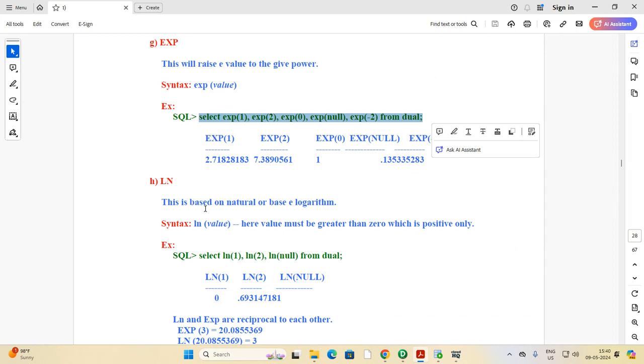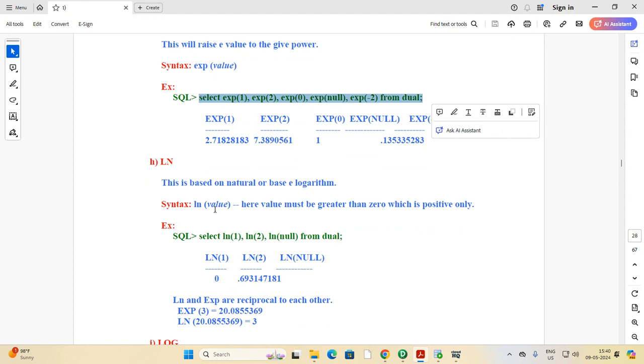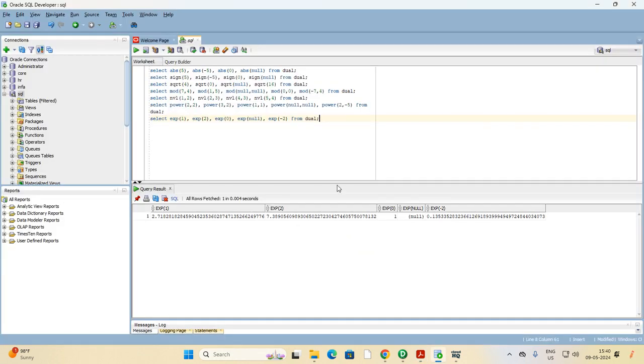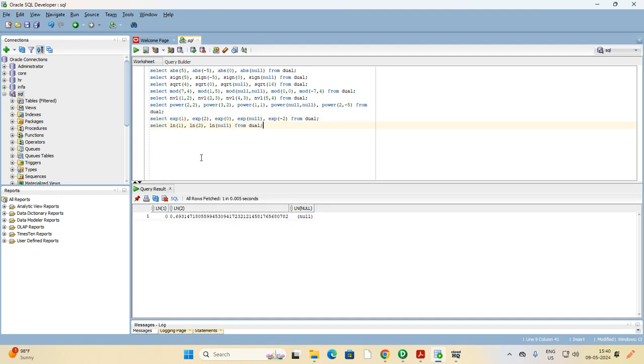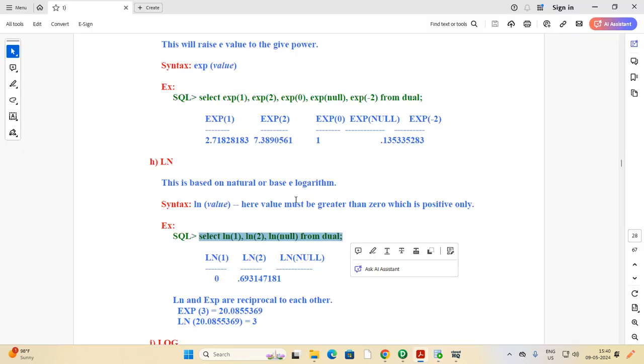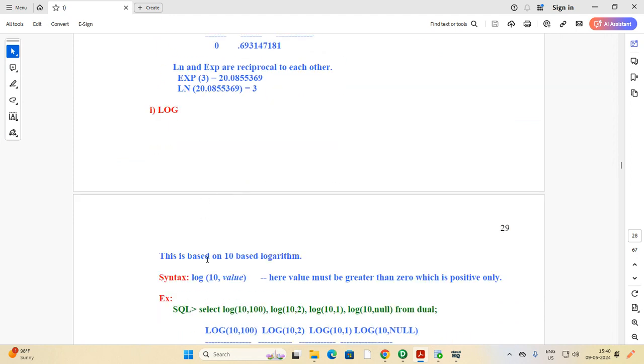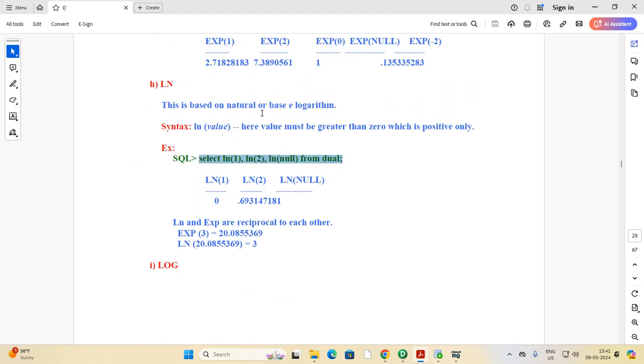ln. This is based on the natural logarithm. So ln is nothing but the natural logarithm, log n, log y, which we studied in our mathematics. Like that, ln gives the logarithmic value of 1. Log 1 is always 0. Log 2 is 0.6931 in our logarithmic tables. If we execute this, log 1 gives 0, log 2 gives 0.69, and log null gives a null value from the dual. So it is a log with base e.